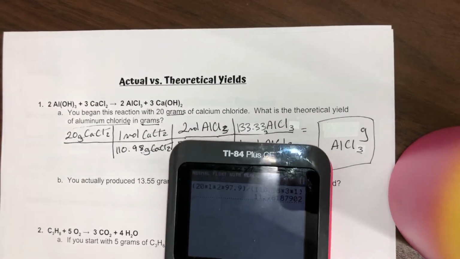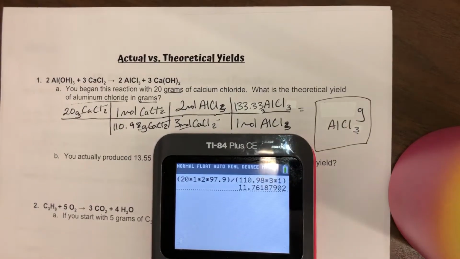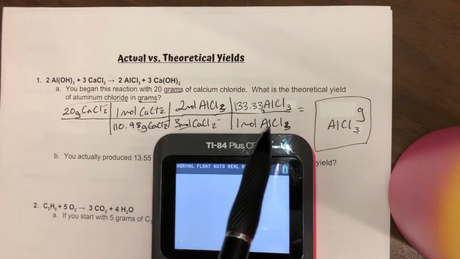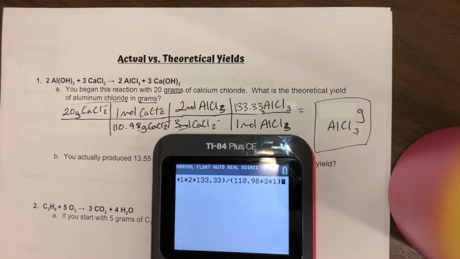Now you're going to solve this just like you have been all year with your dimensional analysis. You multiply everything across the top, multiply everything across the bottom, and then divide the two. You can put this in your calculator all at one time, but you have to do it the right way. Start off with parentheses and multiply everything across the top, close that parentheses, then hit divide, and make a new set of parentheses for the bottom. So 110.98 times 3 times 1, close your parentheses again.